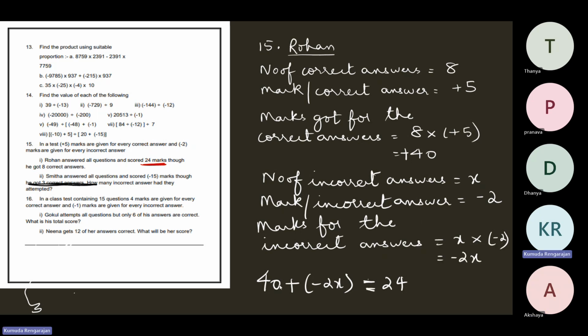Okay. So 40 plus minus 2x is equal to 24. Put both of them together, 40 and minus 2x together, to construct the equation for total marks. So 40 plus minus 2x is equal to 24. So now how do we solve this?